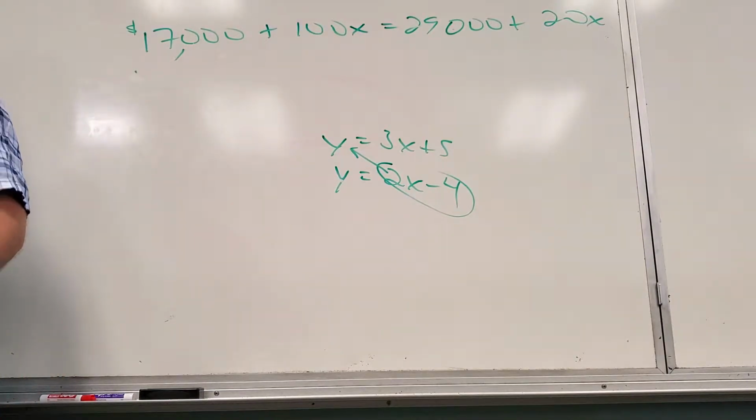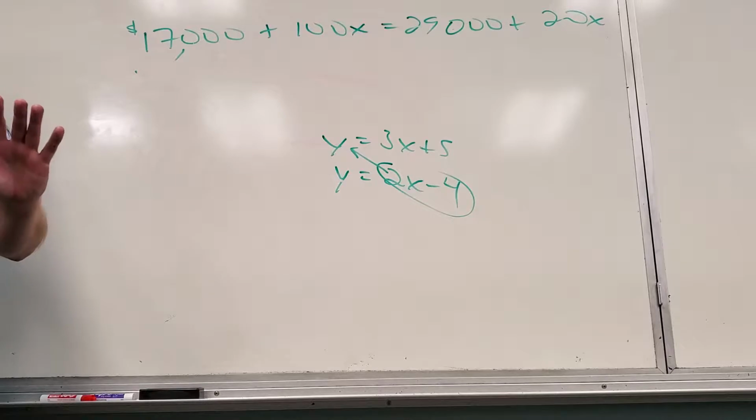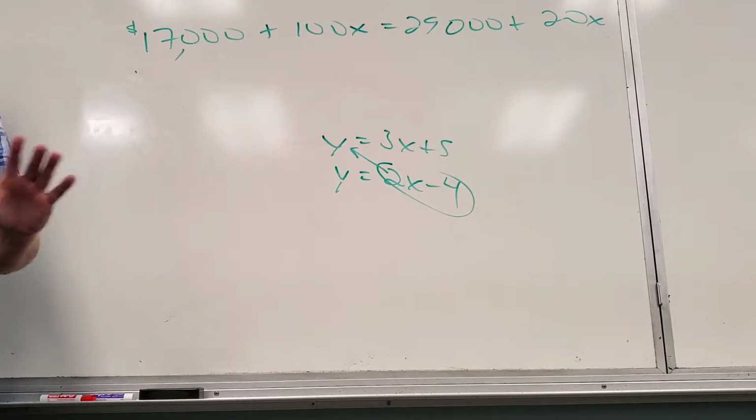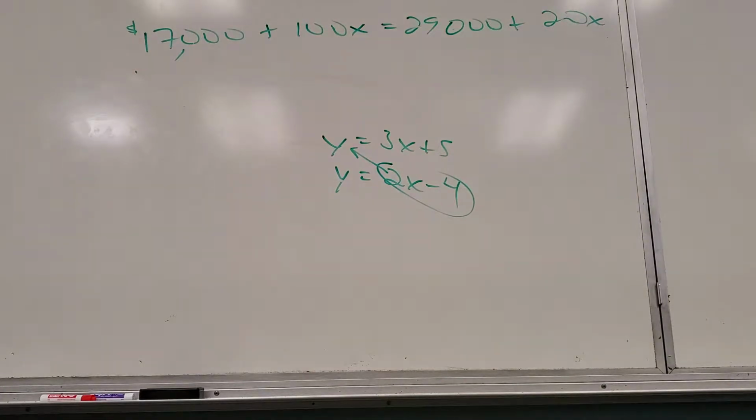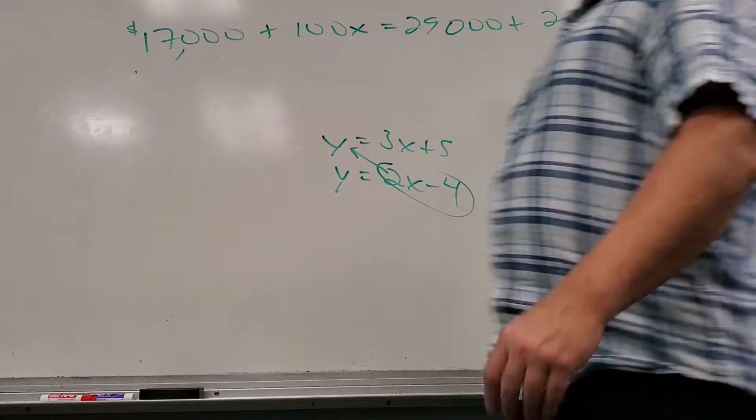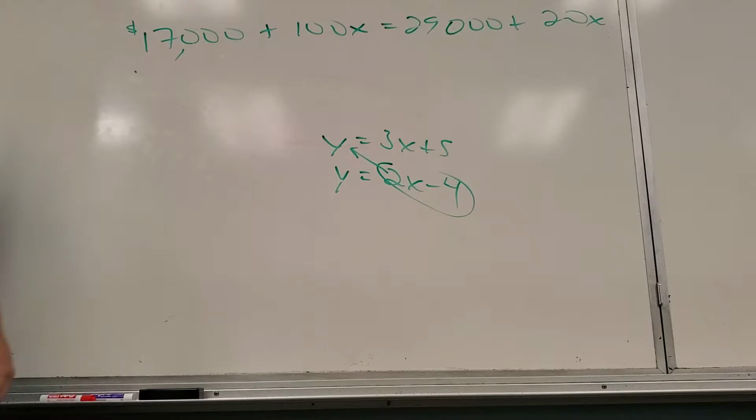Anything else from homework stuff? 2017. Okay. The measure of one of the small angles of a right triangle is 45 less than twice the measure of the other.